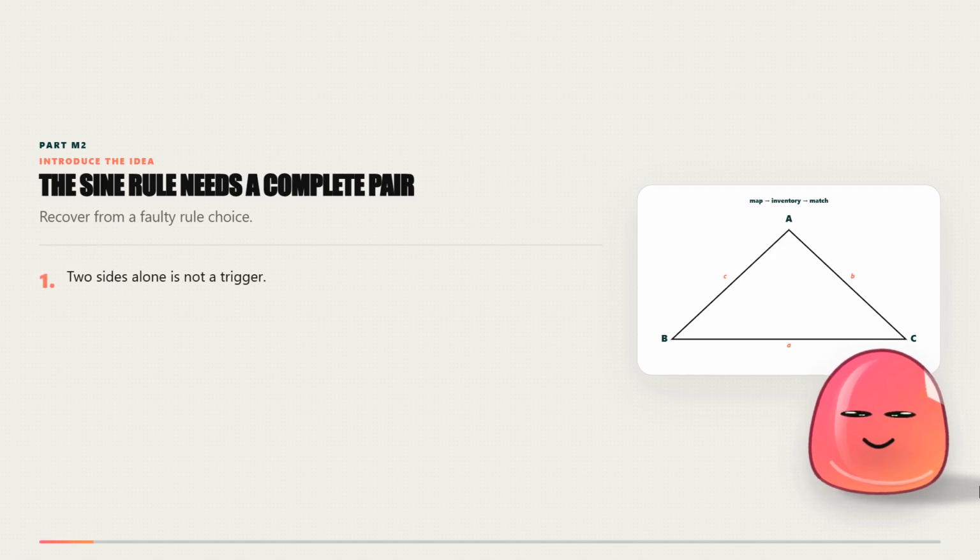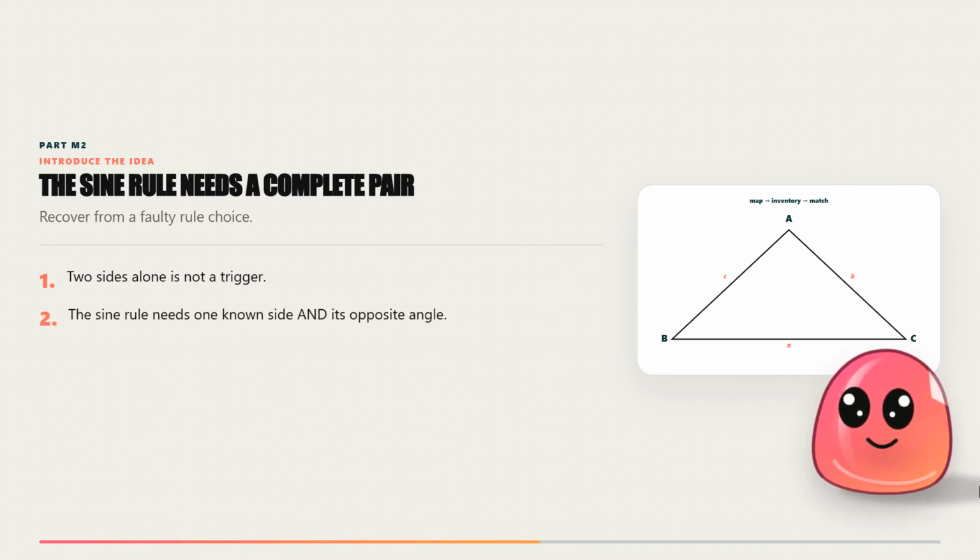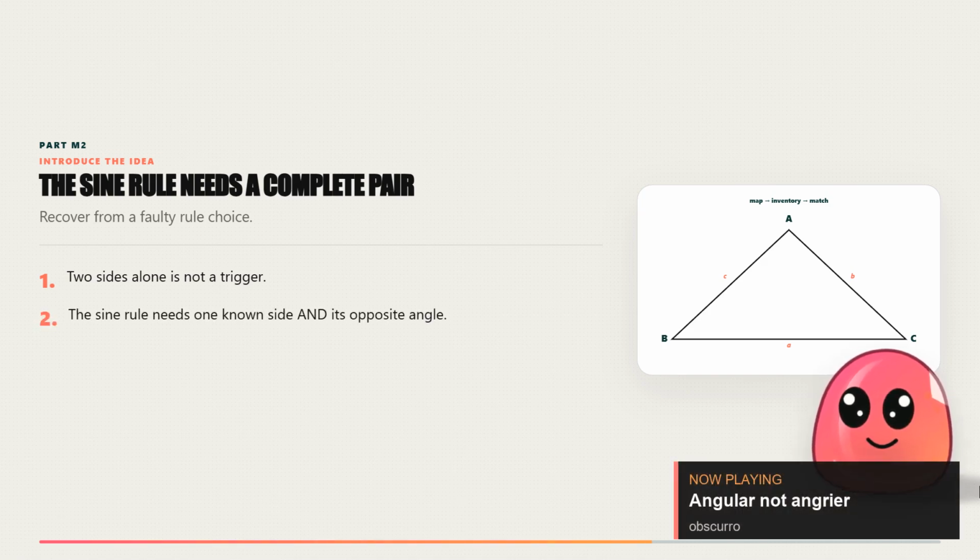Recover from a faulty rule choice. Here's the key idea. Two sides alone is not a trigger. The sine rule needs one known side and its opposite angle. Two sides plus included angle may unlock cosine or area instead.